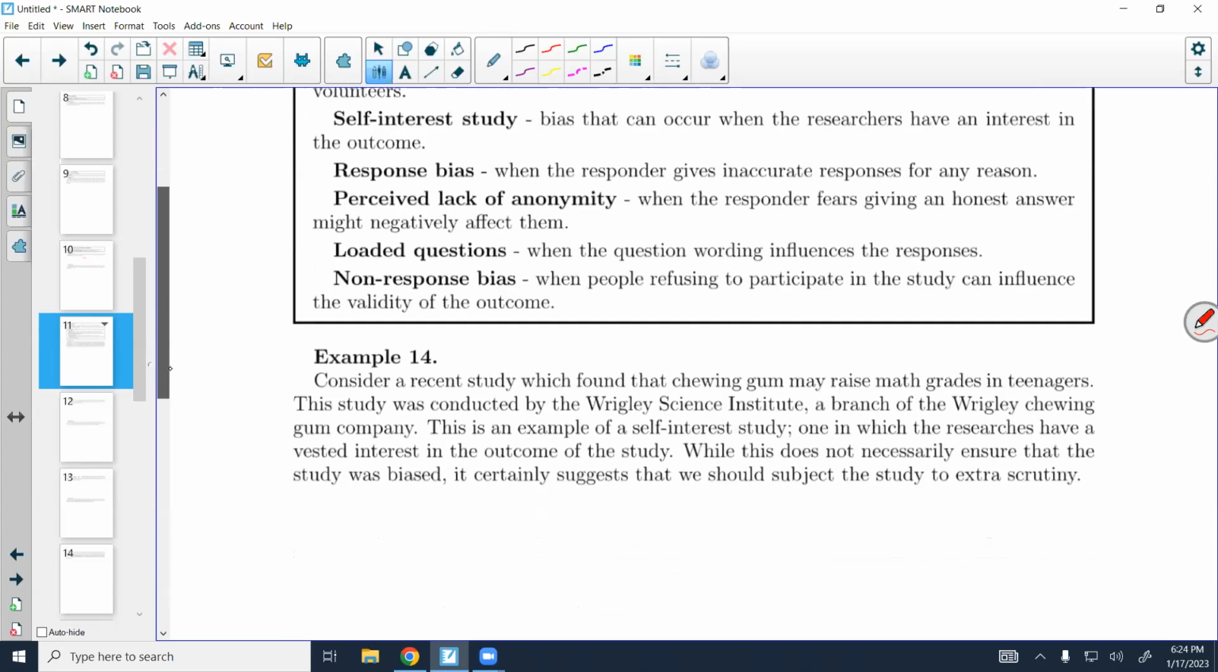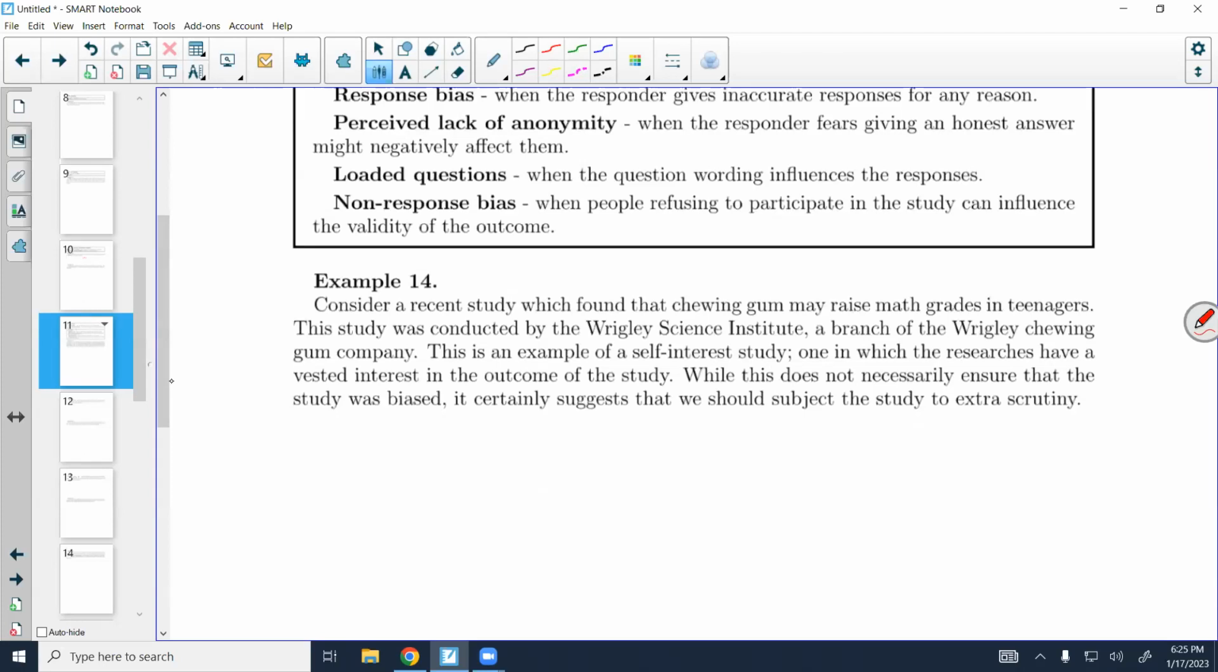So let's see if we can figure this out. Consider a recent study which found that chewing gum may raise math grades in teenagers. Did you know that? Survey that found it. This study was conducted by the Wrigley Science Institute, a branch of Wrigley Chewing Gum Company. This would be an example of a self-interest study, right? One in which the researchers have a vested interest in the outcome of the study. Now, this does not necessarily ensure that the study was biased. It certainly suggests that we should subject the study to extra scrutiny. Right? If Wrigley hires you, you're most likely gonna kind of lean towards their thoughts.